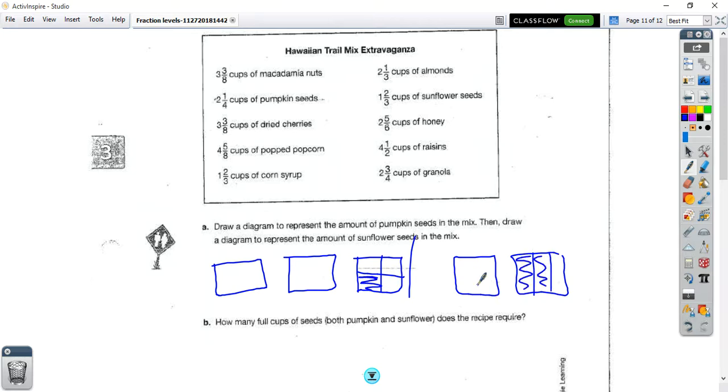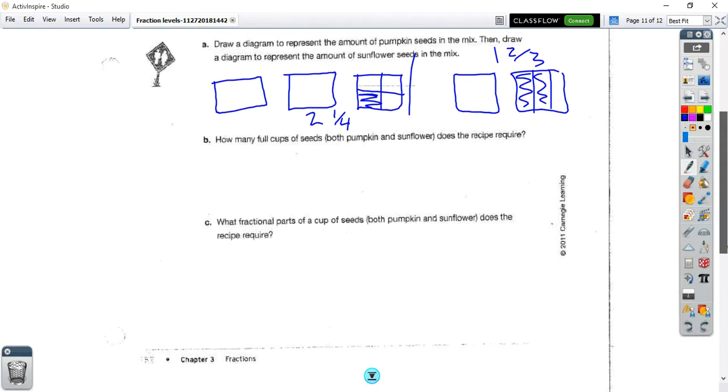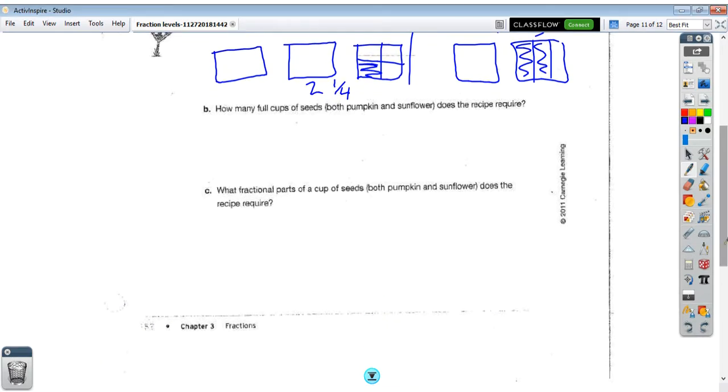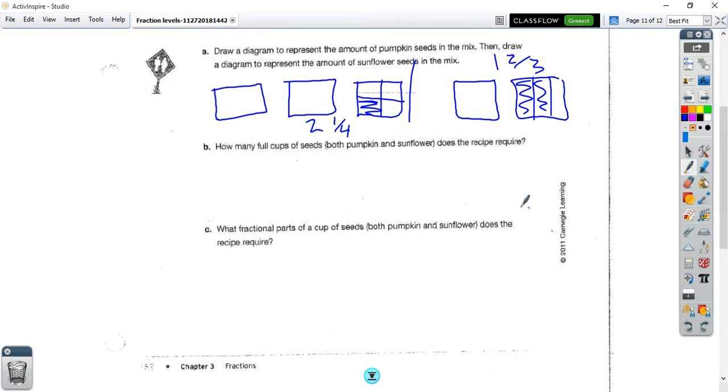1/3, 2/3. So that's 1 2/3. This is 2 1/4. Awesome. So the question, letter B: How many full cups of seeds, both pumpkin and sunflower, does the recipe require? So here I have 2 1/4 plus 1 2/3.